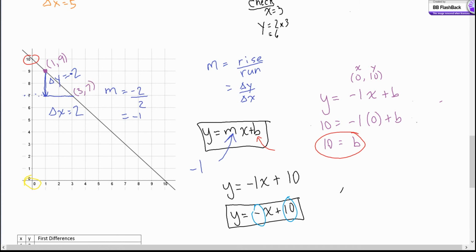Okay, so I just told you you could be given 2 points and you can find the slope. How so? What do you have to do if you have only these points? Only 1, 9, 3, 7. If you had only these points, how could you find the slope?